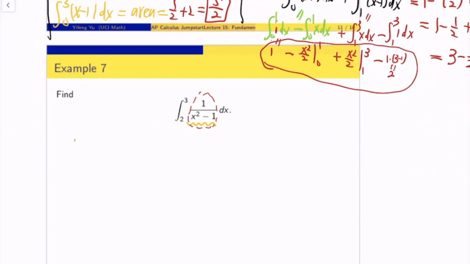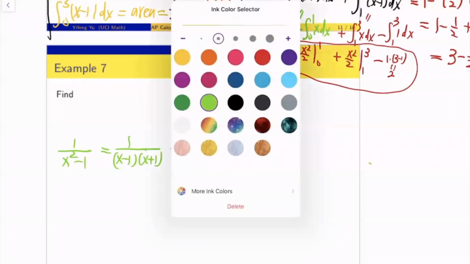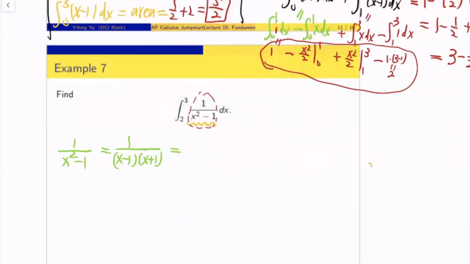What we can do is use partial fraction decomposition. This one we know is 1 over (x minus 1) times (x plus 1), right? Then by partial fraction decomposition, we can get 1/2 times (1 over x minus 1 minus 1 over x plus 1). Now we like those things because you see they're basically logs; the antiderivative is just a log function. You just shift by plus or minus 1.